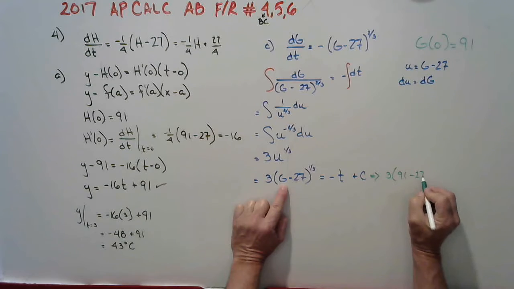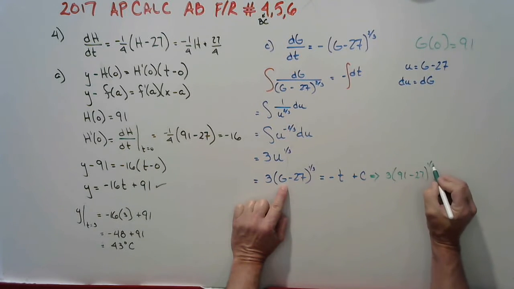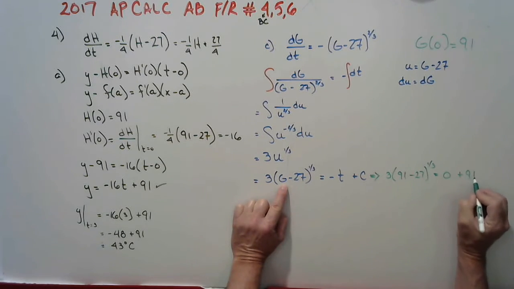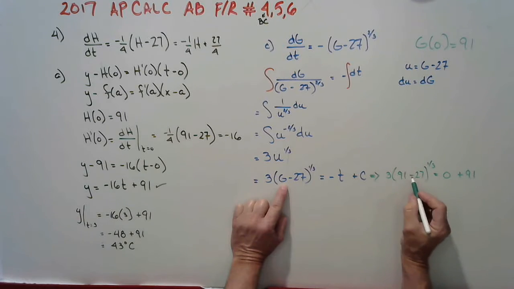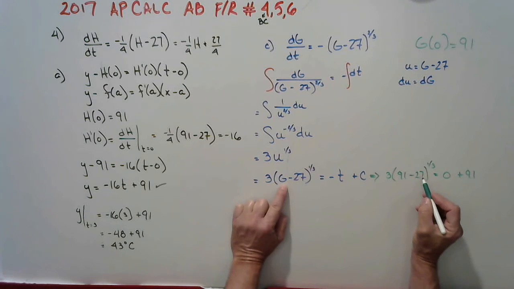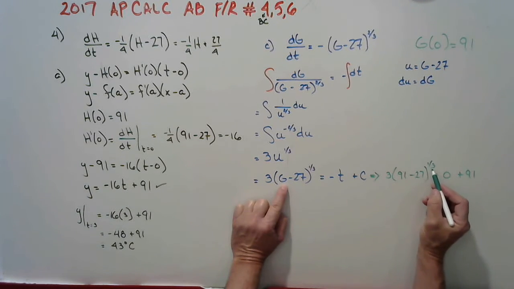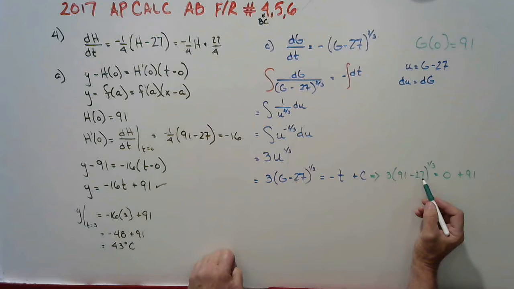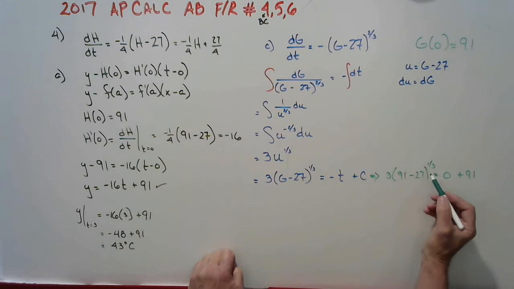3 times 91 minus 27 to the 1/3 equals negative t, which is 0. Our time here is 0, plus C. So from here, we get 91 minus 27 is 64. The cube root of 64 is 4. Is that right?